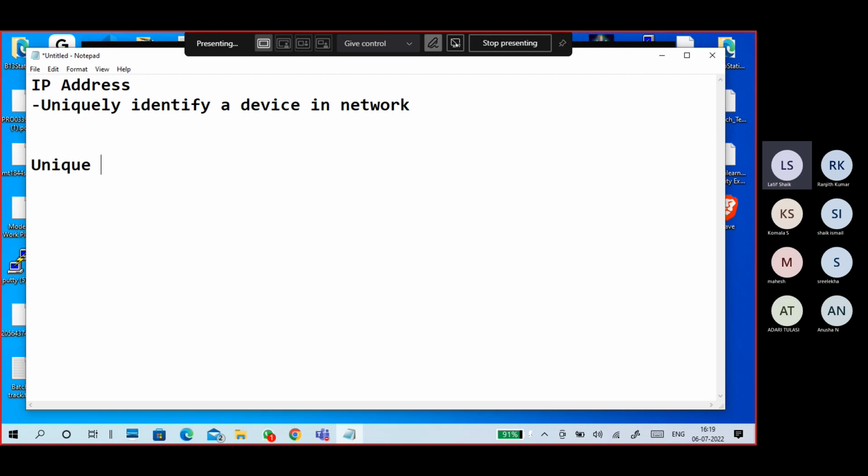Unique address means MAC address. Okay, MAC address is a unique address. IP address is not a unique address. Okay, it is not a unique address. It can be changeable. IP address can be changeable. All communications happen by IP address only.